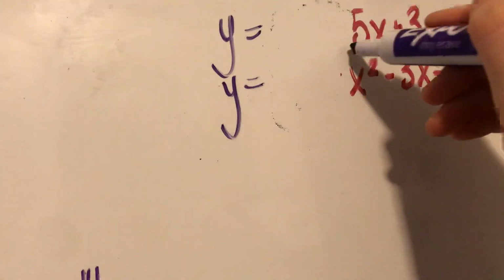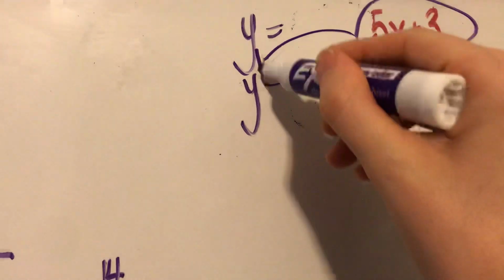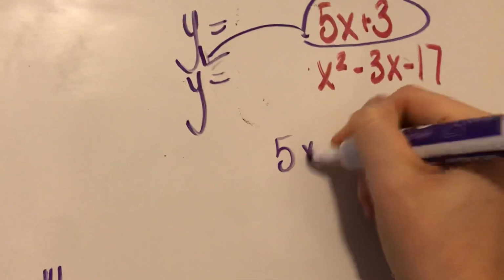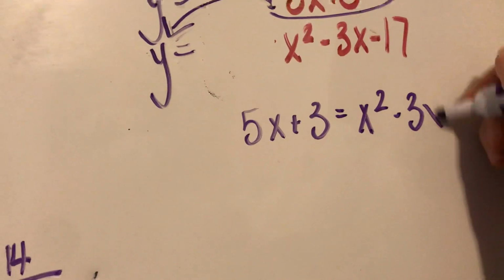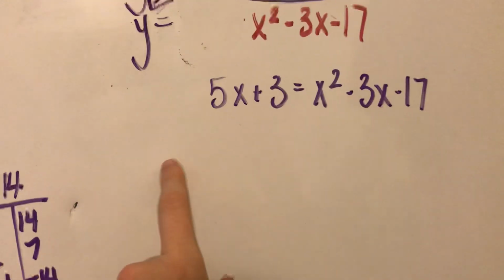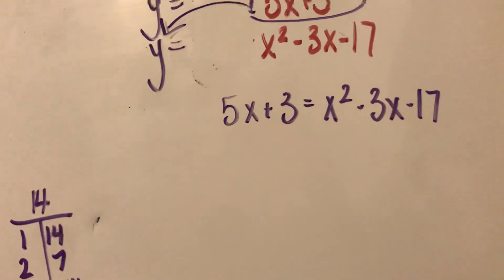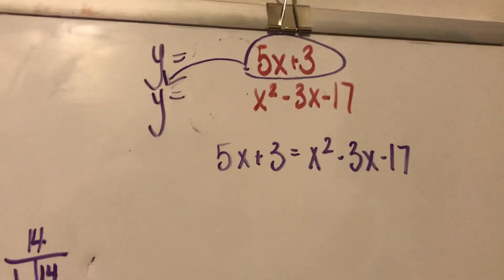So maybe I'm going to take now 5x plus 3, because that's what y is equal to, and I'm going to substitute it in for that value here. And I'm going to have 5x plus 3 equals x squared minus 3x minus 17. And now again, I want you to solve for x. So what's my first step here going to be? Anytime I see a quadratic function.